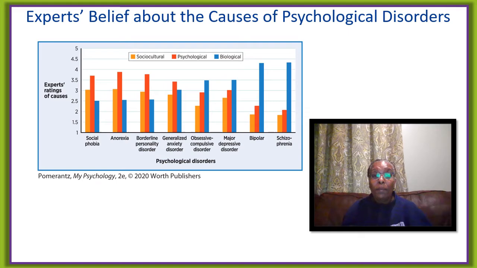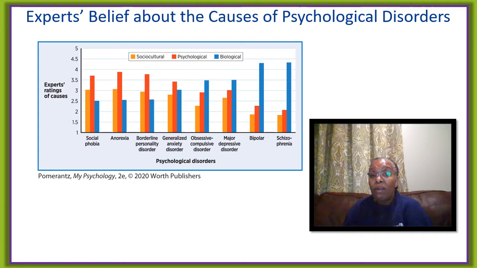All right, so on this figure, we're going to talk about some of the causes, and it gives you just a visual cue to what I'm speaking of, the different beliefs about causes for psychological disorders. It's been investigated in psychologists as well as other mental health professionals. They would make a rating, on a scale of 1 being the lowest to 5 being the highest, on whether various disorders were caused by biological, psychological, or sociocultural factors. Now, different disorders receive very different ratings.